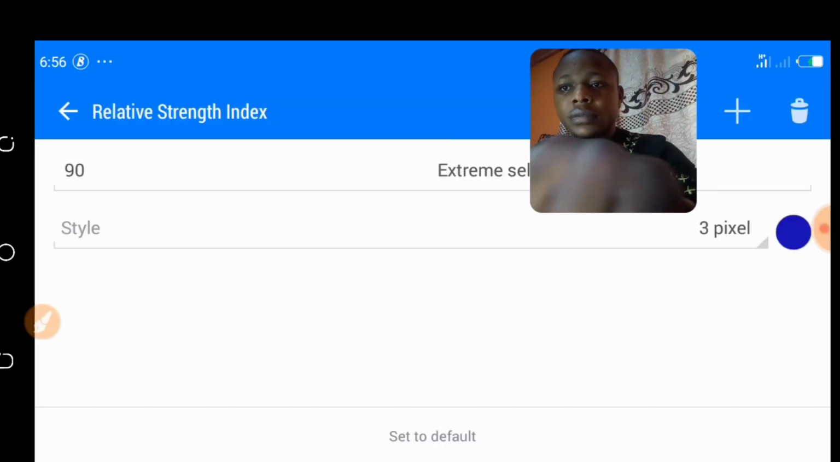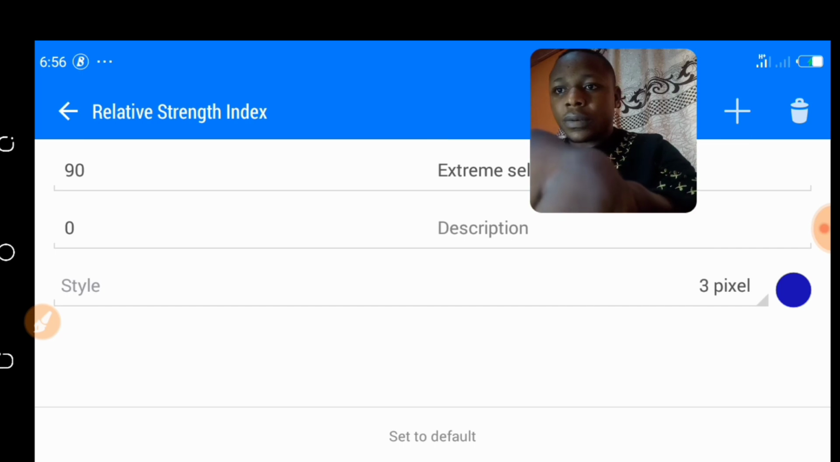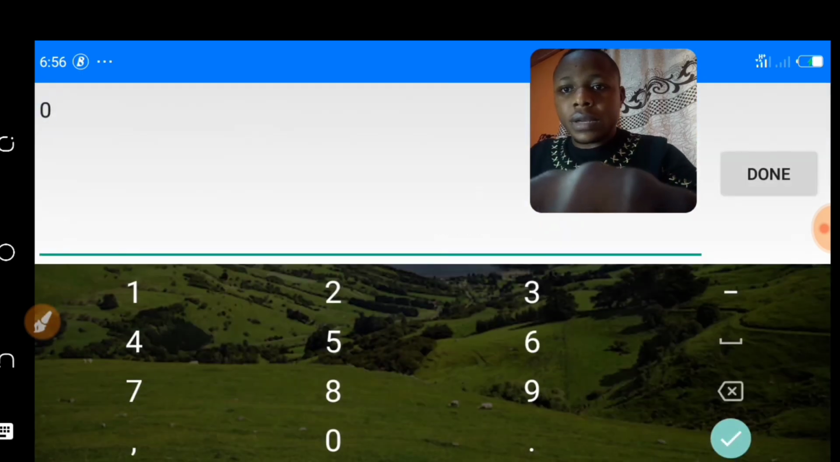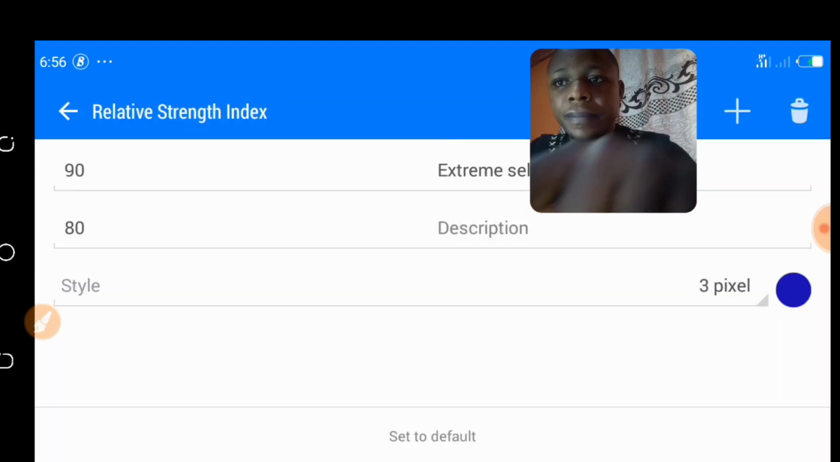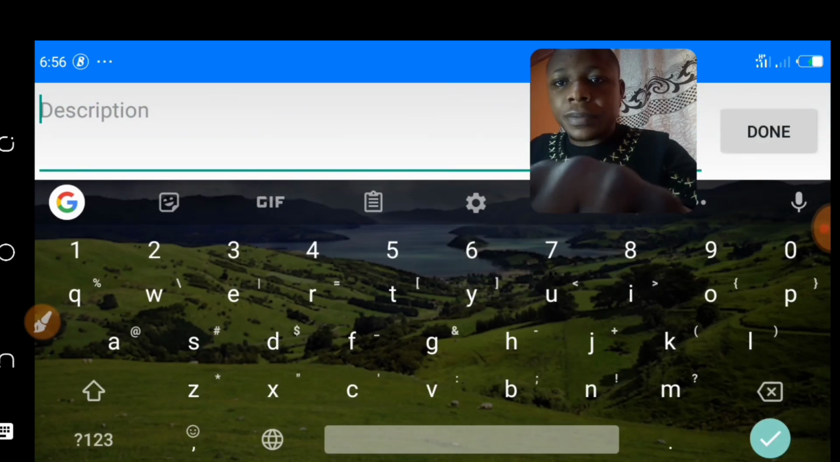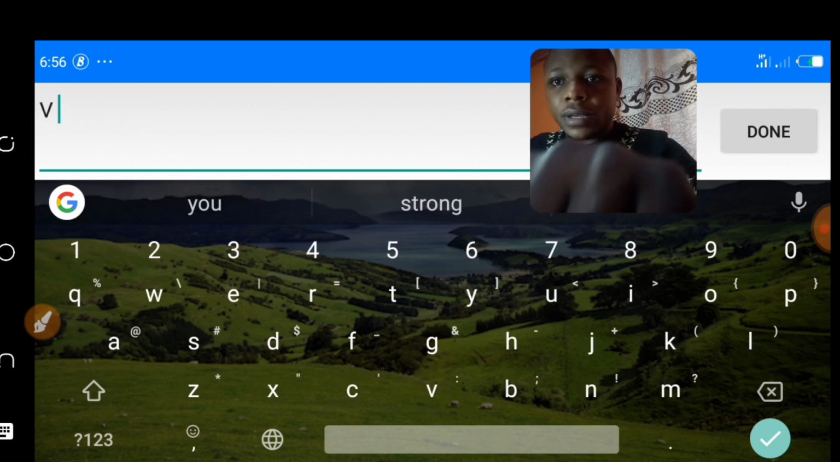Then click on the plus button again to add another one. Click on that 0, type 80. Done. Click on description, type very strong sell, or just V sell. That V represents very, so very strong sell.